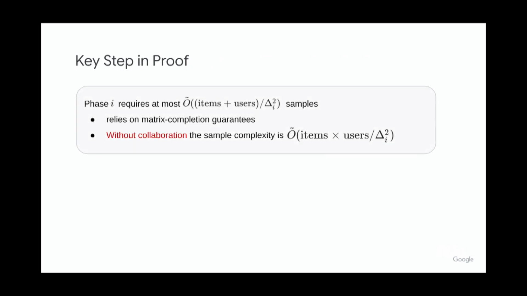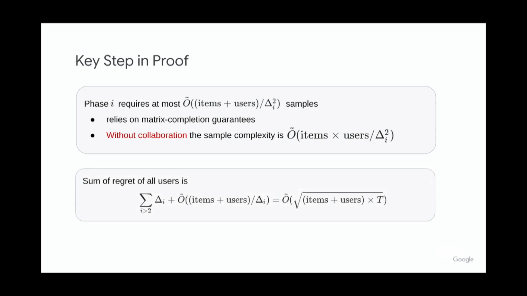Okay, so the proof, at a very high level, I mean there are a lot of nitty-gritty details here, but I am not going into them. At a very high level, it follows again the same phased elimination style ideas, but the key observation is that to get to delta i precision, you just need these many samples because you are doing low rank matrix completion. You don't need items cross users many samples. This is the key observation, and you can use the same phased elimination analysis to show that the regret you get is square root of items plus users times T.